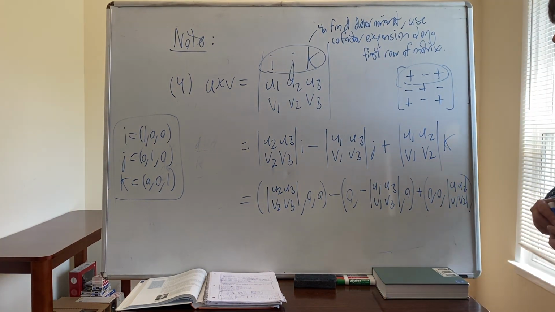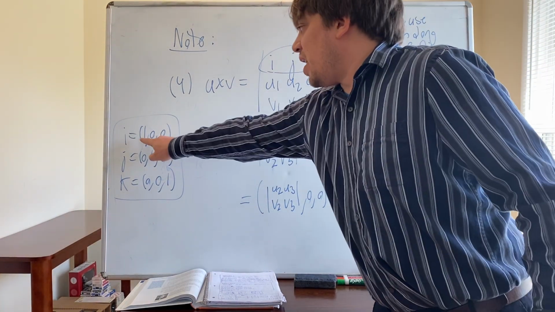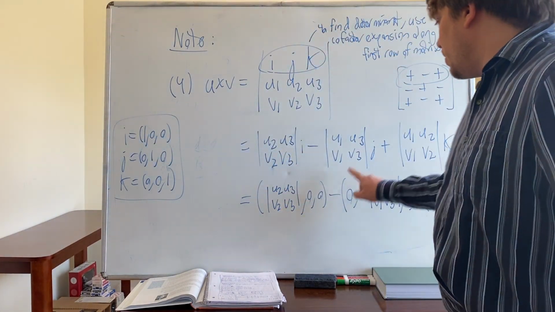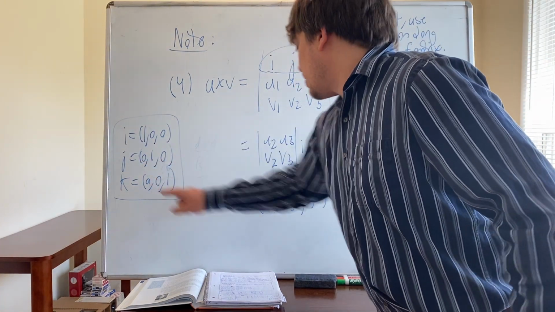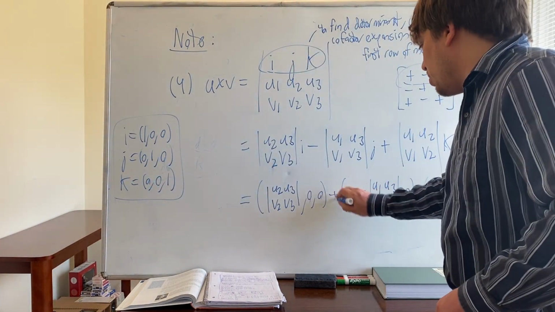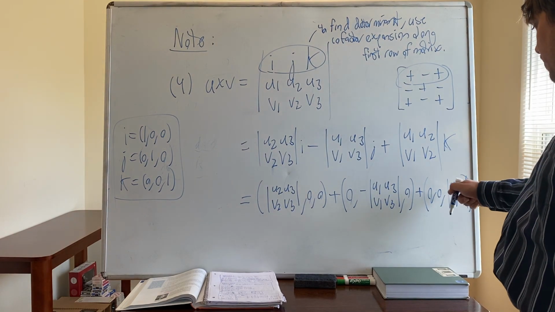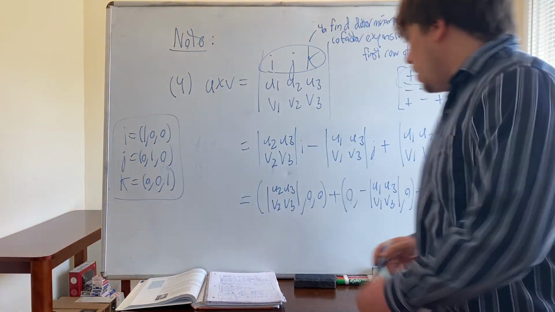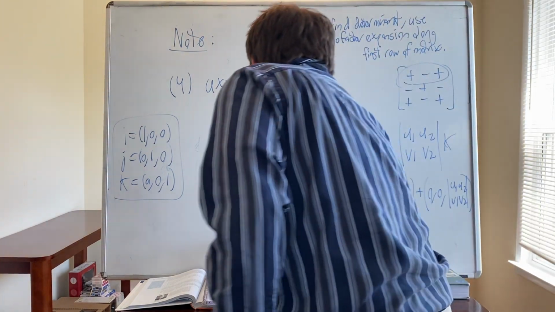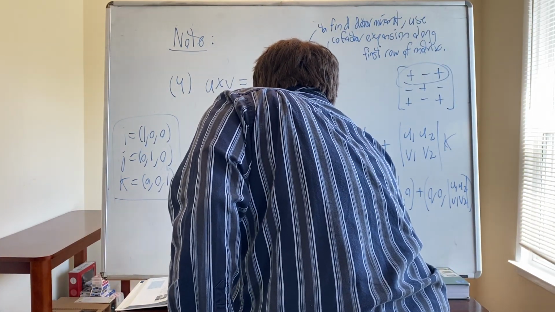Okay, and so if you multiply this by i, you're going to get this in the first component. If you multiply j by that, you're going to get this in the second component. Sorry, we'll put a plus and then a negative there. And then plus this in the third component. And then when you add up these vectors, you're going to get this.